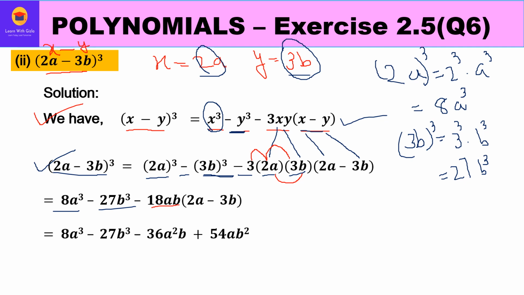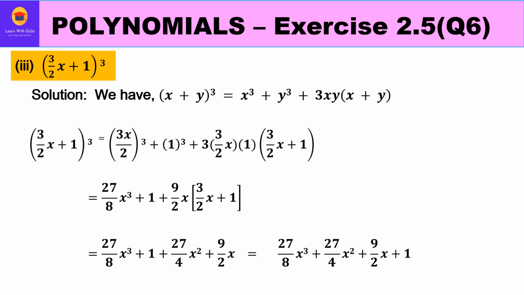Next, let us see 2a minus 3b as it is we are writing. Now we shall open the brackets. So 8a cube minus 27b cube you can write as it is. Now minus sign, and 18 into 2, 36, a into a square, and b as it is, and minus into minus, that will become plus. 18 into 3, 54, a as it is, because there is no variable over here, and b into b you will get b square. So this is your answer. What is the answer? 8a cube minus 27b cube minus 36a square b plus 54ab square, right?